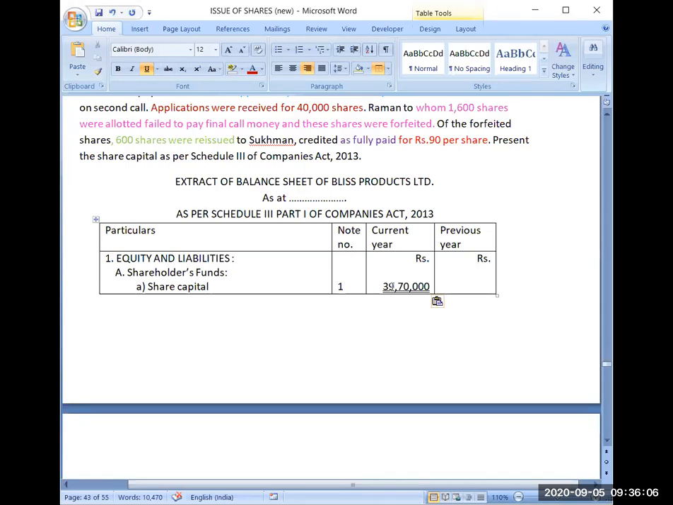If all shares will be reissued, obviously capital will be 40 lakh. It will be fully paid up. And then this 70,000 or whatever the amount you are having in share forfeiture account, that all will transfer to capital reserve account. That capital reserve we are not supposed to show here. That will come in separate heading after this point number A, reserves and surplus.